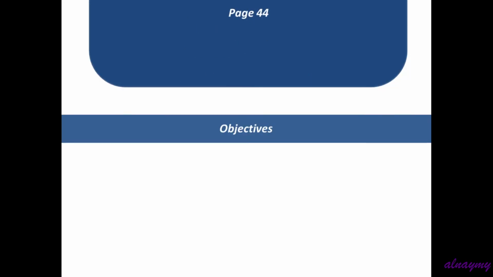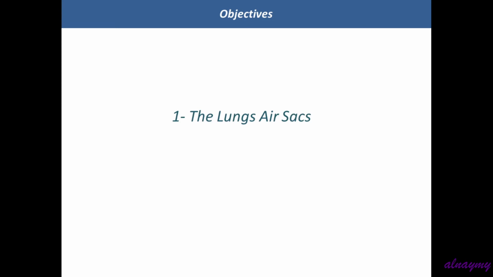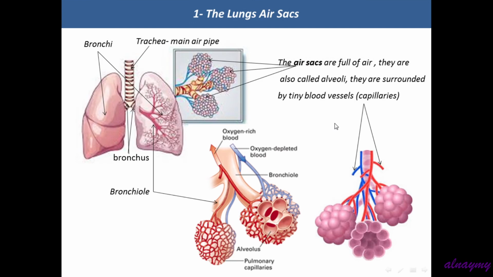Page 44. Objectives. First objective is the lungs air sacs. We have to study what the air sacs are and how they look, the structure of the air sacs, and then the process: how does gas exchange take place in these air sacs? What happens exactly? The lungs air sacs are small balls, as you see at the end of the bronchiole. So let us start from the start.